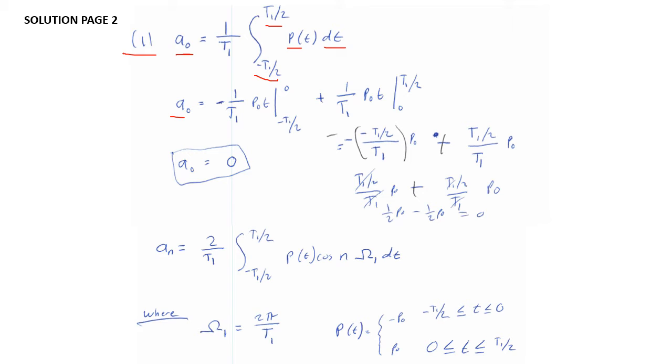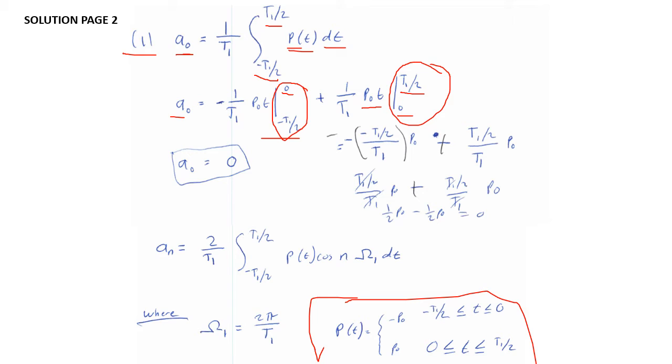So a naught is equal to, when we do out our integral here of p of t dt, 1 over T1 times p naught t evaluated from negative T1 to 0, plus the other side of it here, 1 over T1 times p naught t from 0 to T1 over 2. So we have those two time frames again from this down here. So we can change that out as we do our integral here and evaluate it that way. We do that out here, and what we find is our a naught is equal to 0.